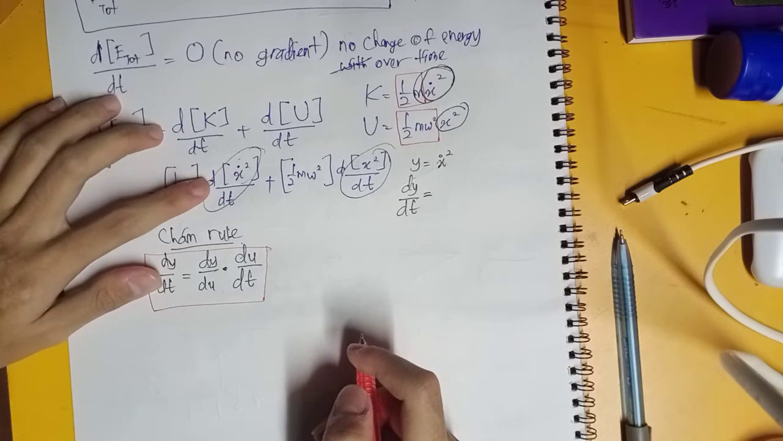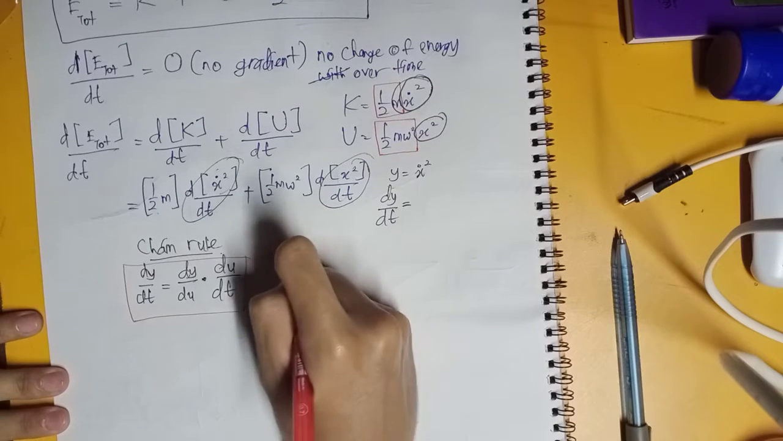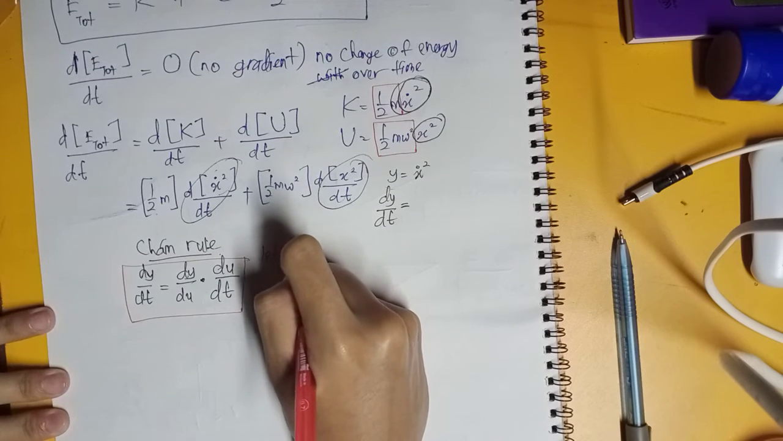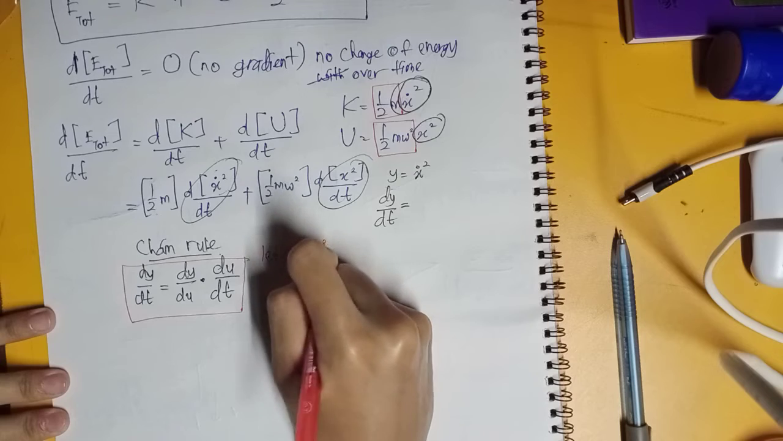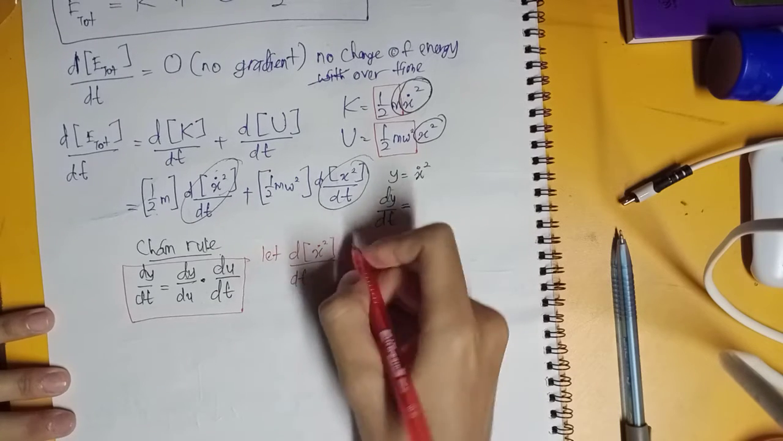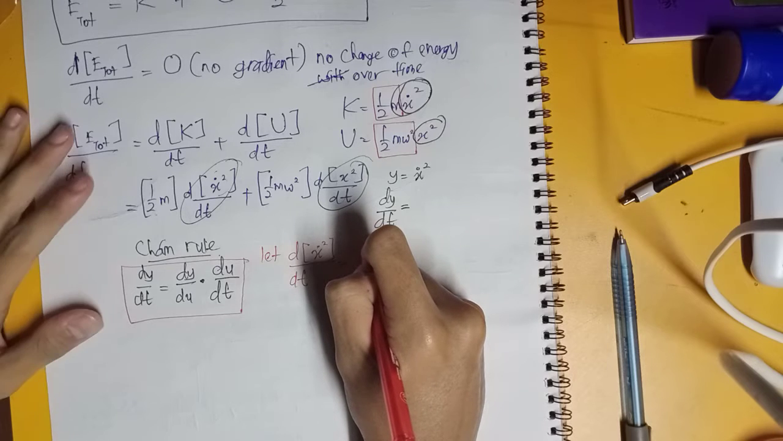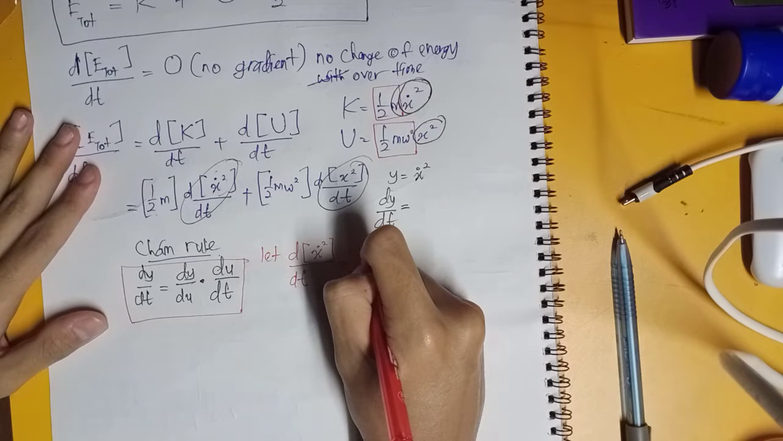So I want to do some substitution. So let dx square over dt is equal to... say this? How do I represent this?